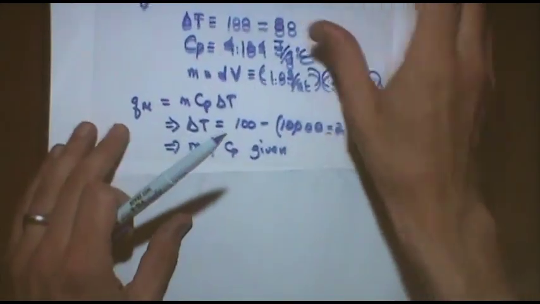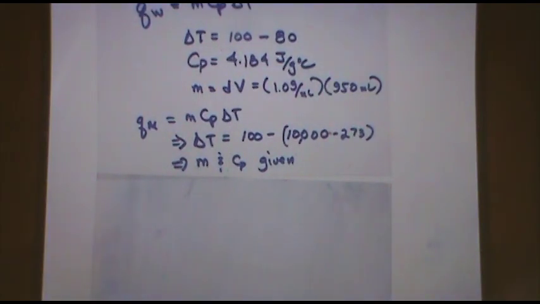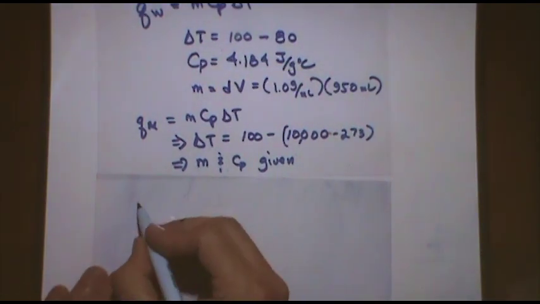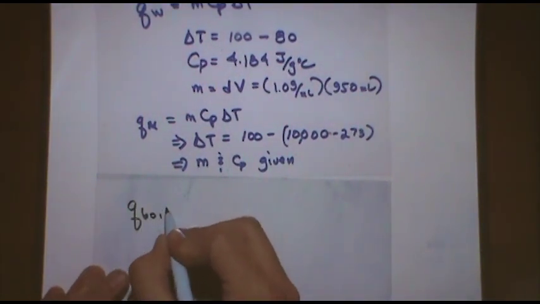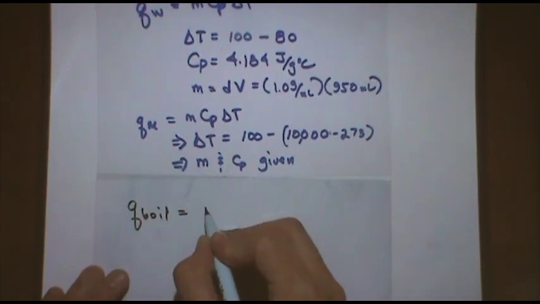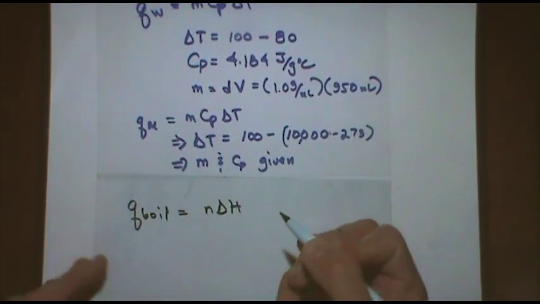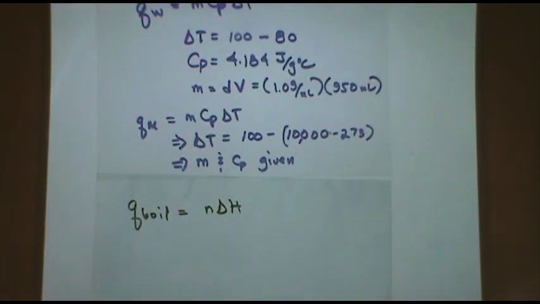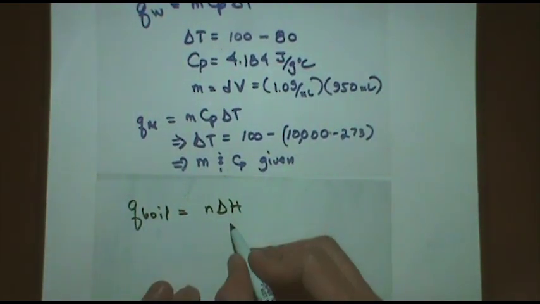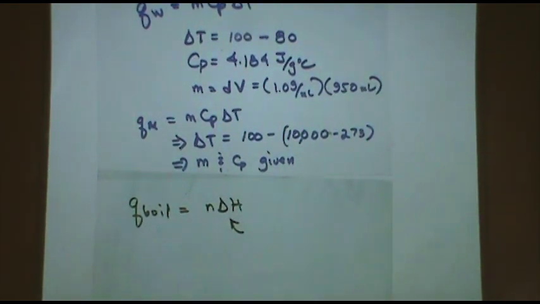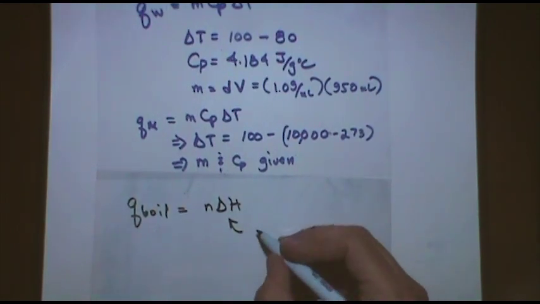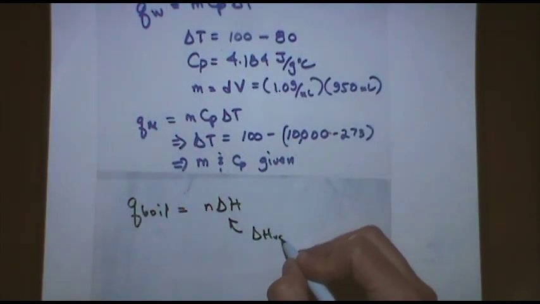Q of boiling equals n delta H. That'd be a pretty generic way to write an enthalpy Q. What delta H is this? Delta H of, what's the subscript? Vaporization. Yeah, delta H of vaporization.